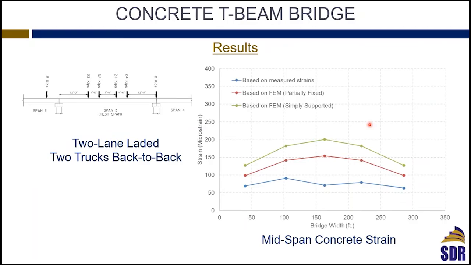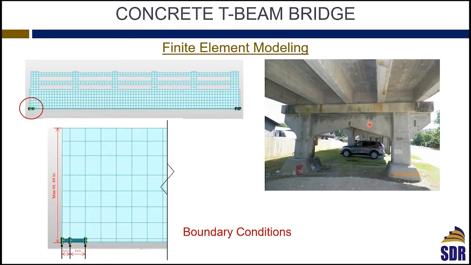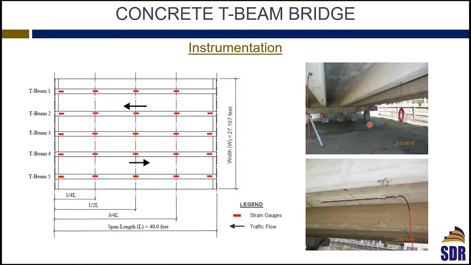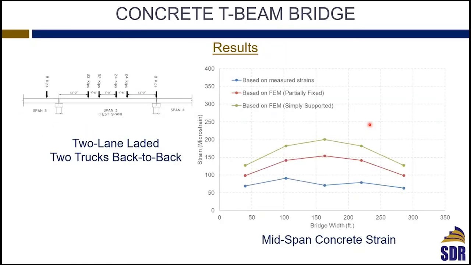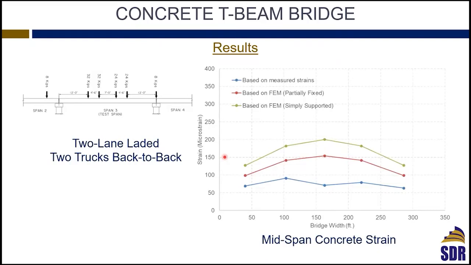So for the 2-lane loaded, in this case, because these beams, let me go back, I think the span was 40 feet. So with 40 feet, when you do the maximum position, you can get 2 trucks back to back, which as you see here, we have 2 trucks. So we're doing 2-lane loaded. That's the loading case that was producing maximum moments on the beam.